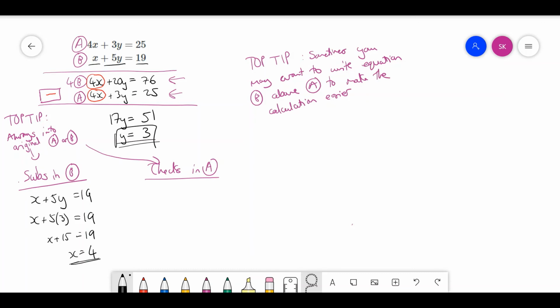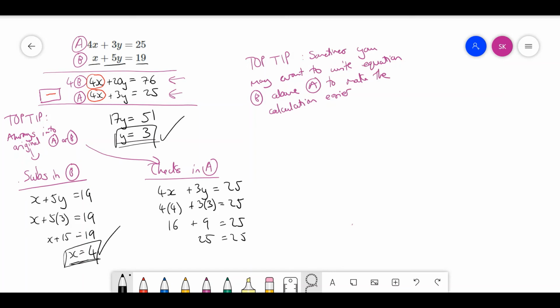And I get x equals 4. So now I've got two solutions for x and y. I now need to check in the original equation. I'm checking in A this time because I substituted into B over here. So instead of x, I'm writing 4. Instead of y, I'm writing 3. And if I've done this all correctly, then this side should equal this side. 25 does equal 25, so I know that these are correct.